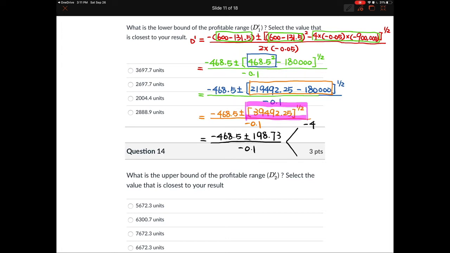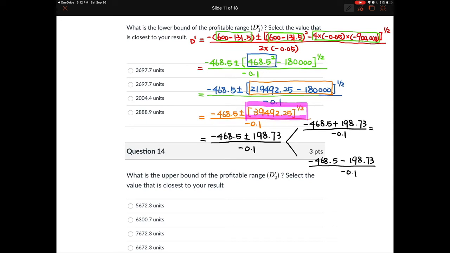Okay, so one value is negative 468.5 plus 198.73 over negative 0.1, and the other is negative 468.5 minus that 198.73 over negative 0.1.